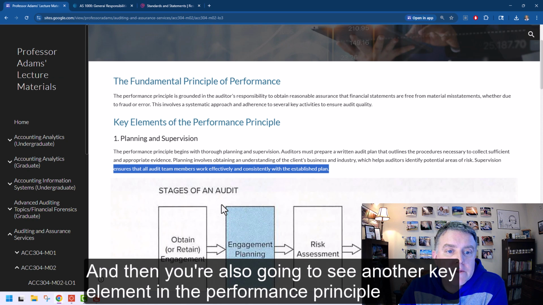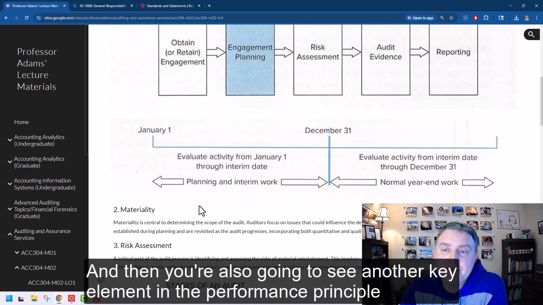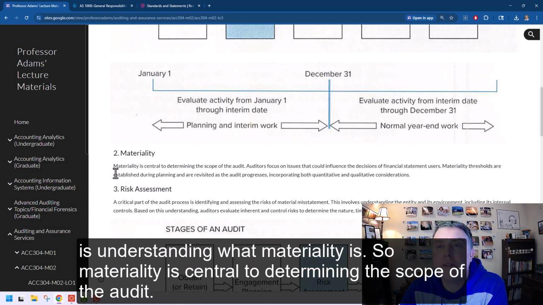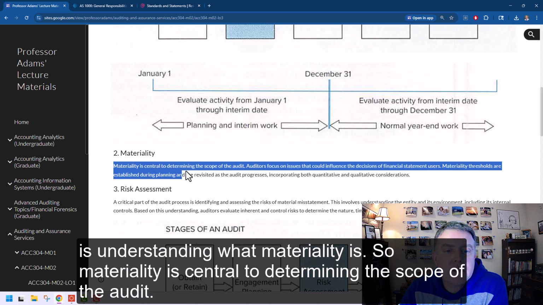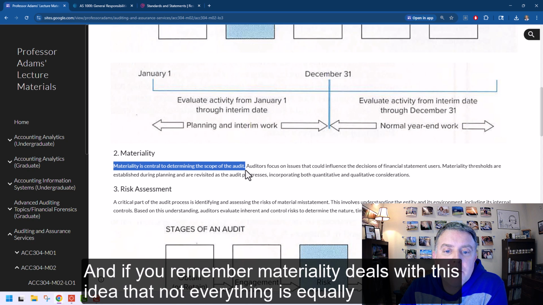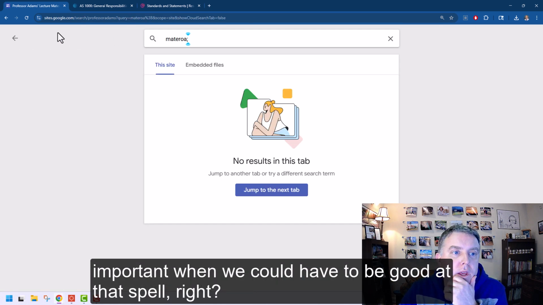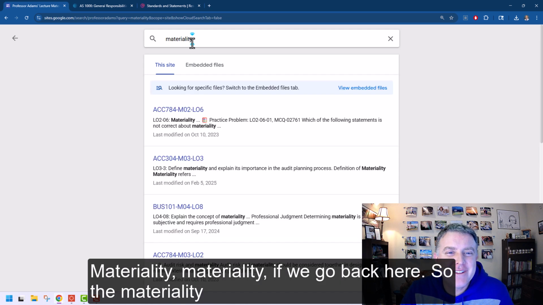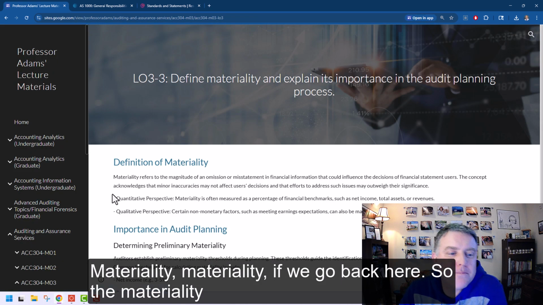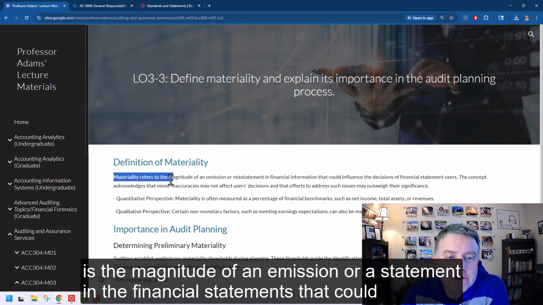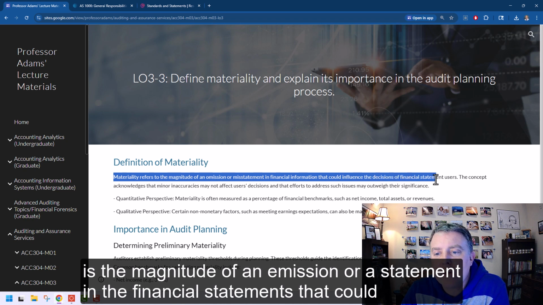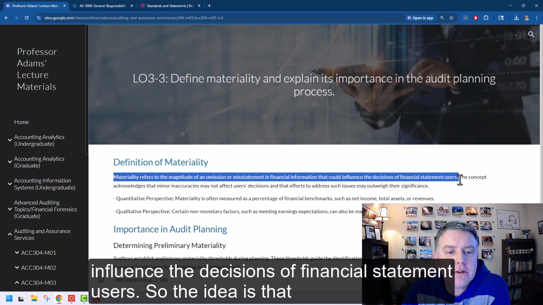And then you're also going to see another key element in the performance principle, which is understanding what materiality is. Materiality is central to determining the scope of the audit. And if you remember, materiality deals with this idea that not everything is equally important. Materiality is the magnitude of an omission or misstatement in the financial statements that could influence the decisions of financial statement users.